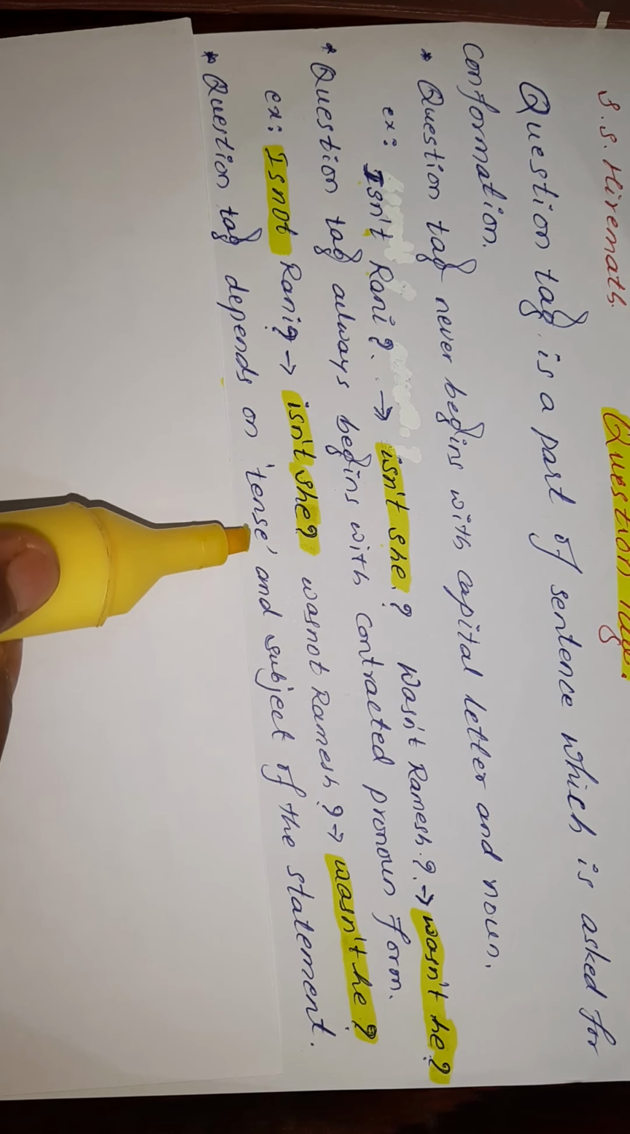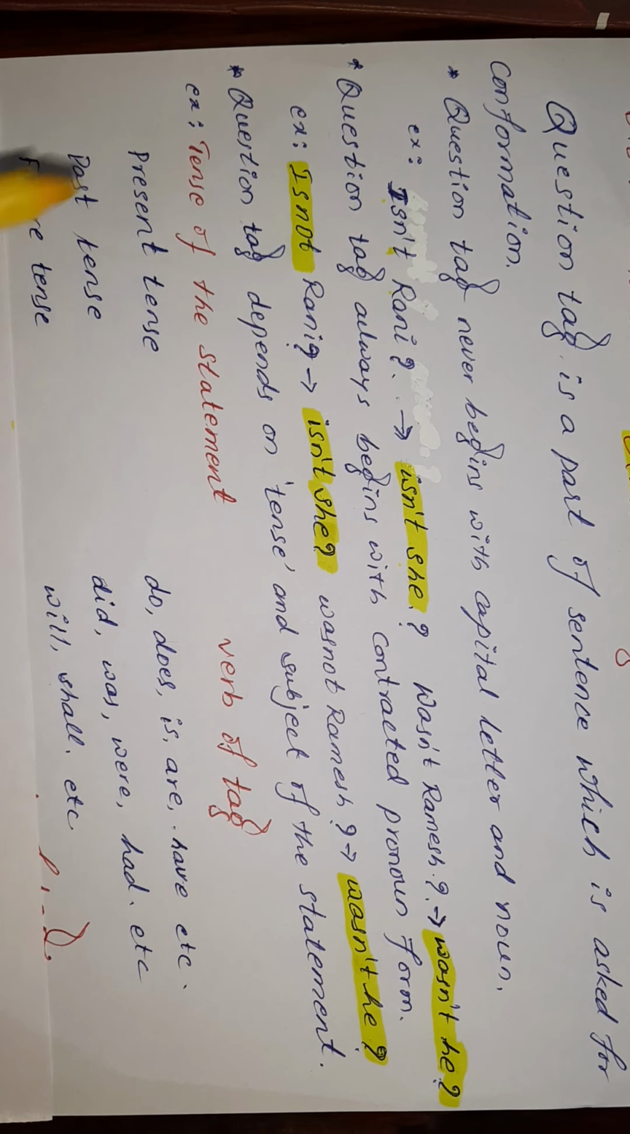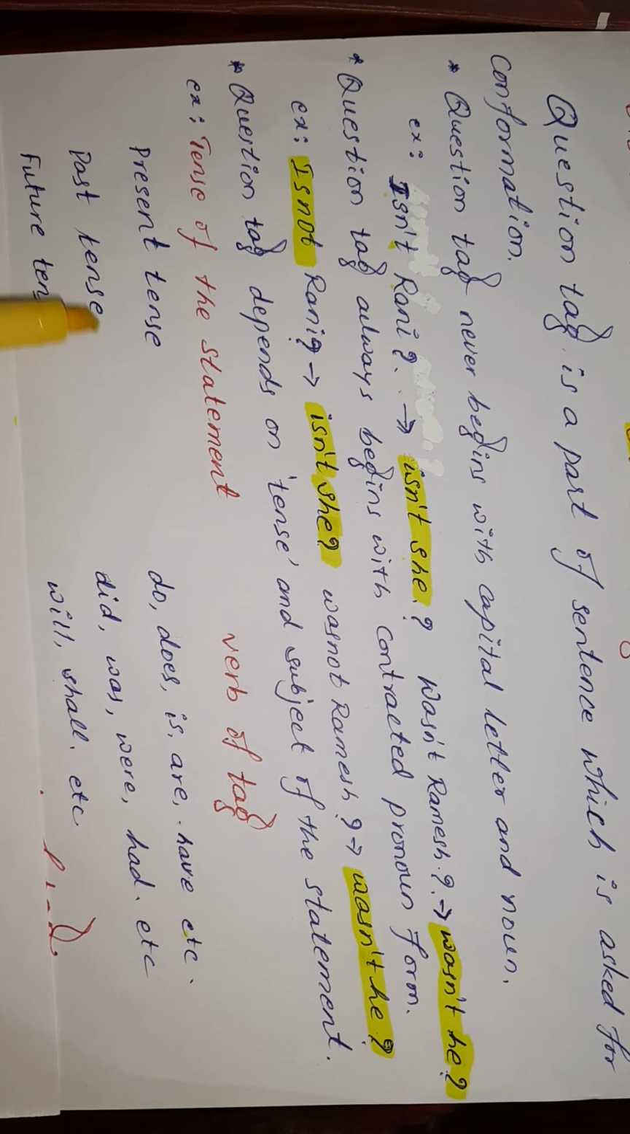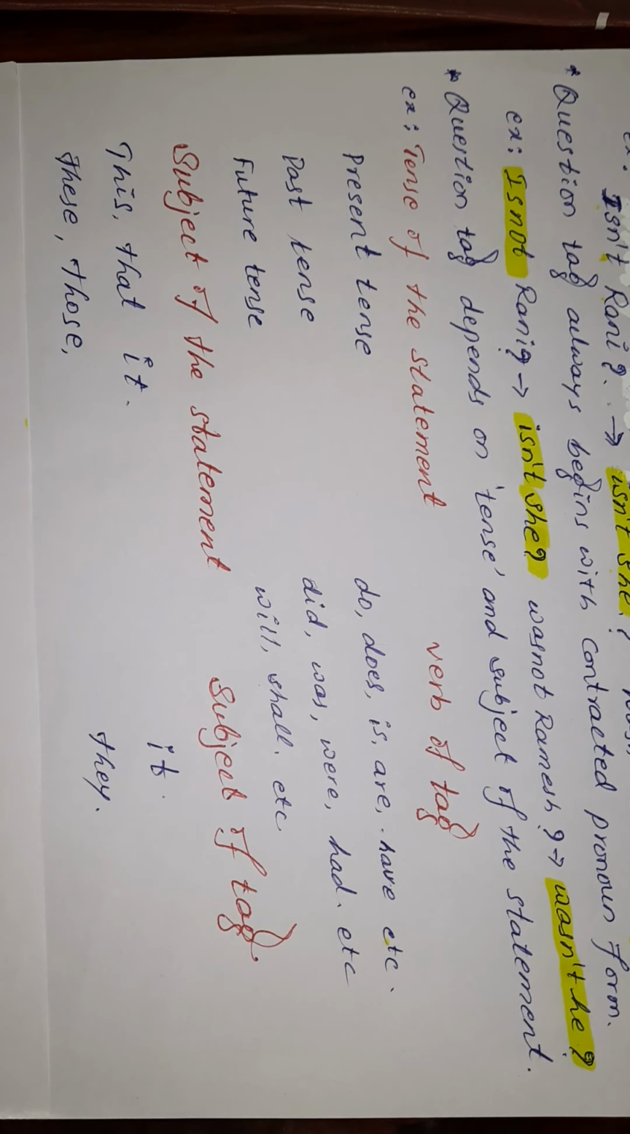Let's see the third rule. The question tag depends on the tense and subject of the statement. Suppose the tense of the statement is present tense, the verb of the tag becomes do, does, is, have, etc. If the tense of the statement is past tense, it becomes did, was, were, had, etc. If the tense of the statement is future tense, it will become will, shall, etc. If the subject of the statement is this or that, it becomes it in the subject of the tag. And if the subject of the statement is these or those, the subject of the tag becomes they.